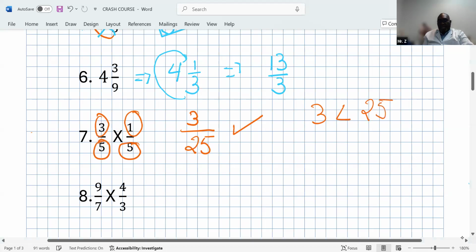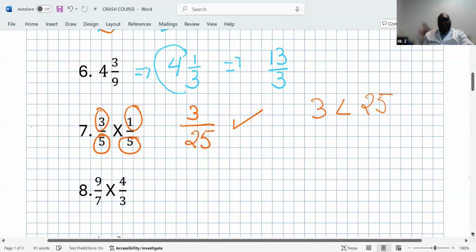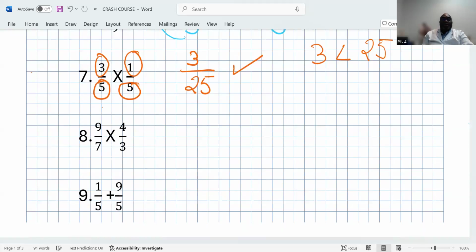All right, let's look at number 8. Which one are we going to do? We're going to multiply numerator with numerator, denominator with denominator. So which one are you going to have? You're going to have 9 times 4, you have 36. All right. If you do not have a calculator, get that.